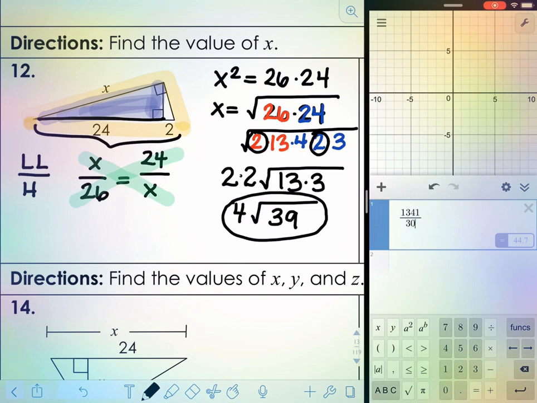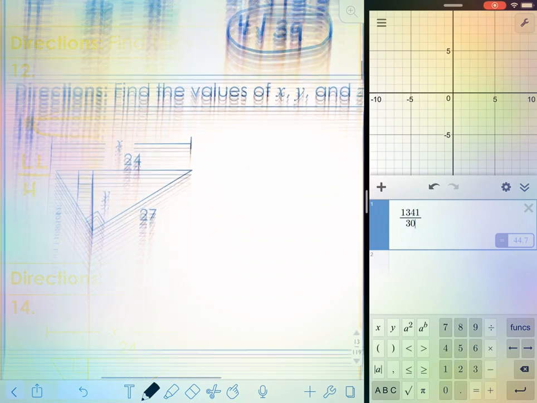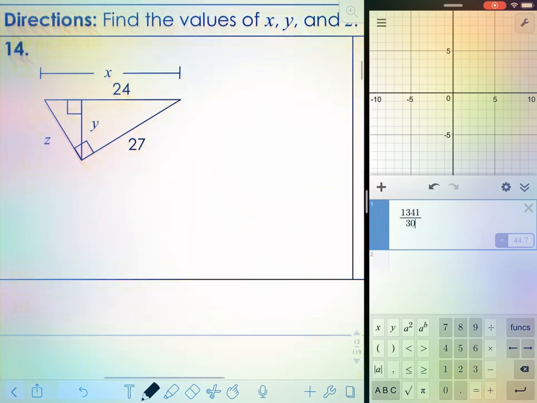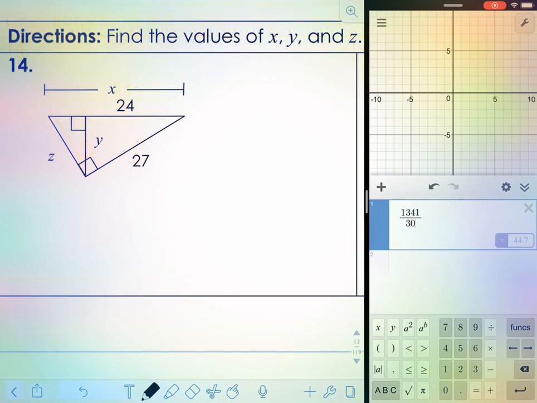Okay, and we'll do one last one. Let's take a look at number 14. On number 14, we are finding the values of x, y, and z. If we look at the triangle, we want to find the variable that's easiest to solve for. If I take a look at the mid-sized triangle, it would be easy for us to find y because this is a right triangle and they give us one of the legs and the hypotenuse.